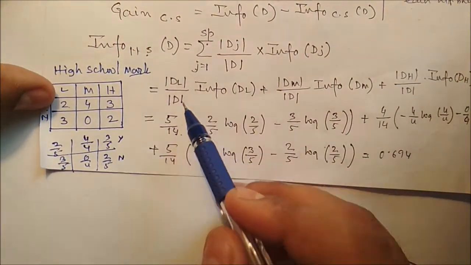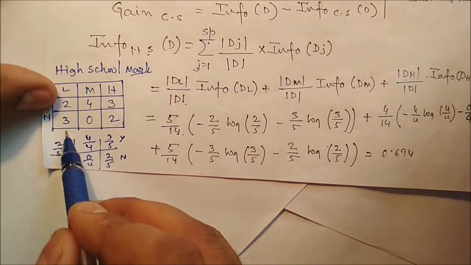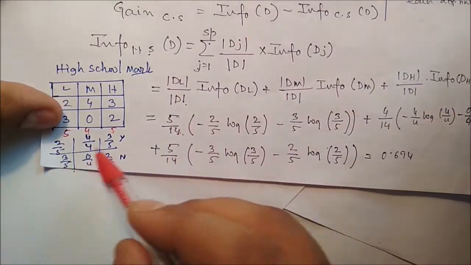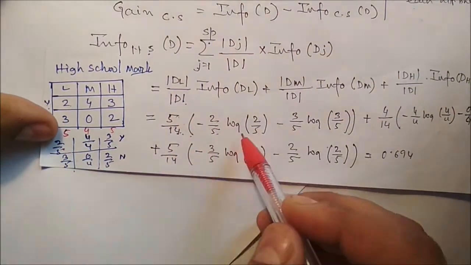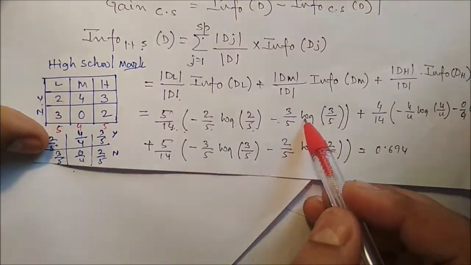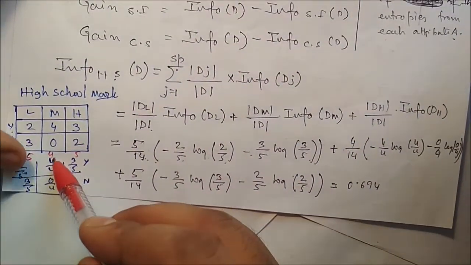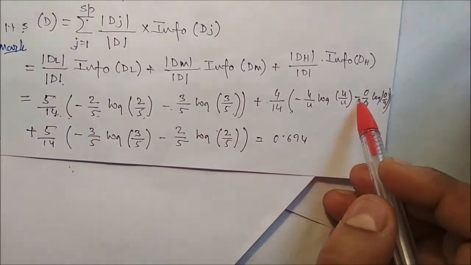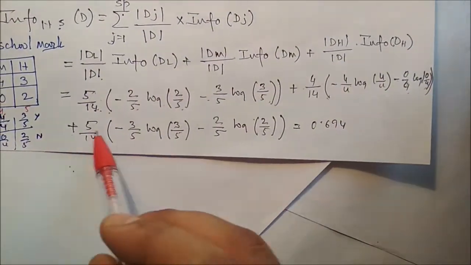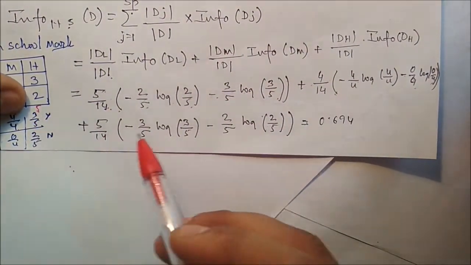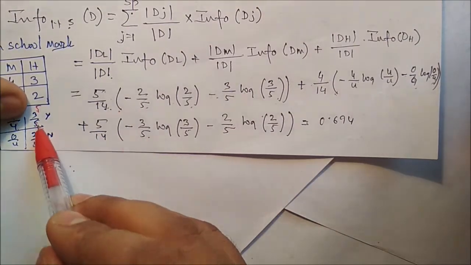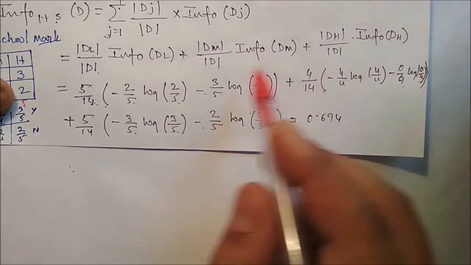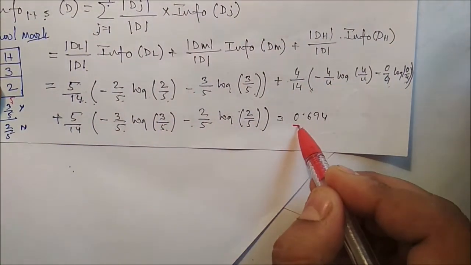So for |DL| by |D|, how much total data is there? Here you can see the total data is 5, 4 and 5. So 5 by 14 into minus 2 by 5 log 2 by 5 minus 3 by 5 log 3 by 5, plus total data 4, so 4 by 14 into minus 4 by 4 log 4 by 4 minus 0 by 4 log 0 by 4, plus total data 5, so 5 by 14 into minus 3 by 5 log 3 by 5 minus 2 by 5 log 2 by 5. If you calculate this, you get the answer 0.694.